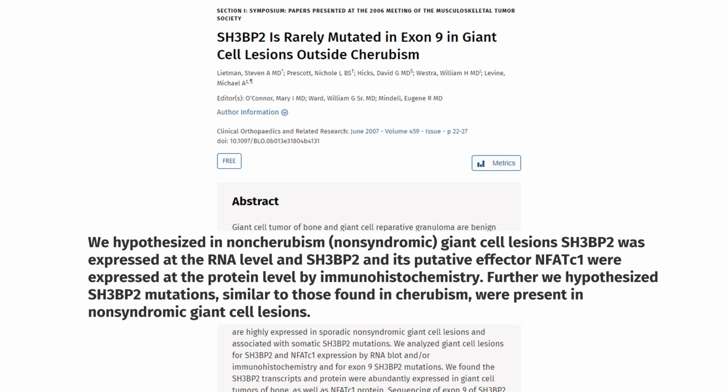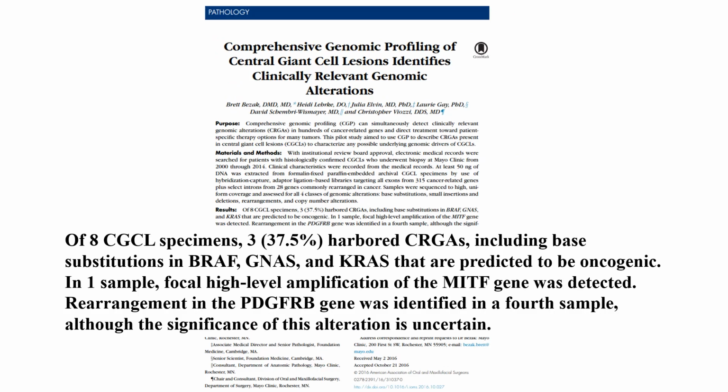However, new studies show that some cases may harbor a mutation in SH3BP2 exon 9. The findings were described by Littman and colleagues at the Musculoskeletal Tumor Society meeting. This is another interesting article written by Bezak and Aliquat in Pathology Journal. The article describes that some of the central giant cell lesions may harbor BRAF, GNAS, and KRAS mutations.